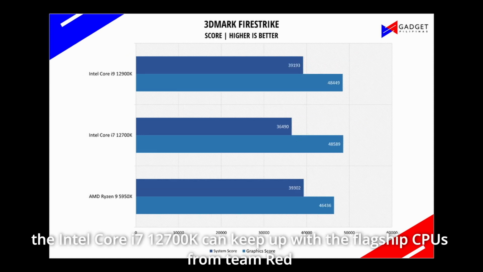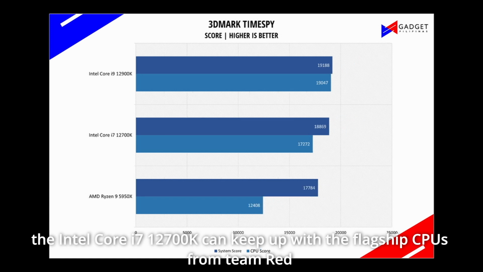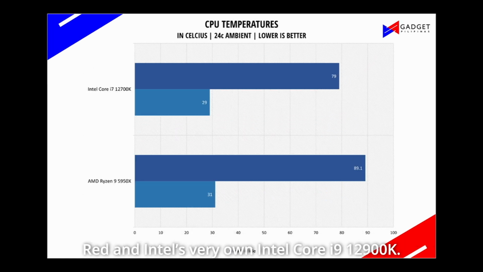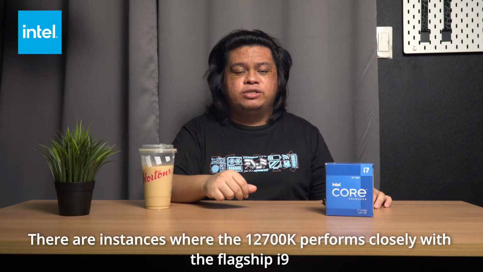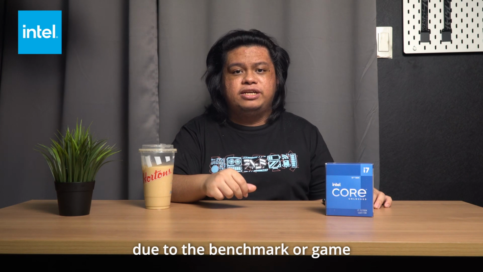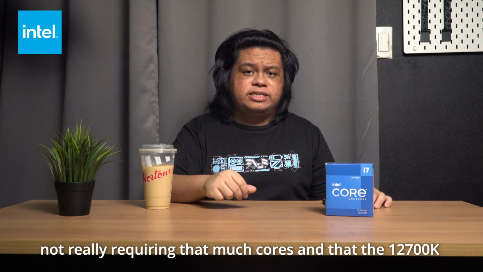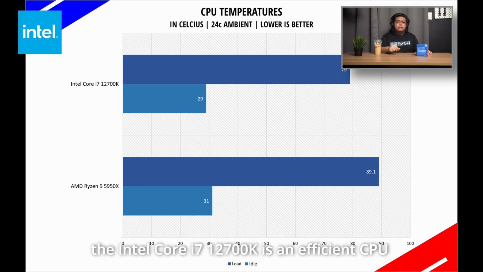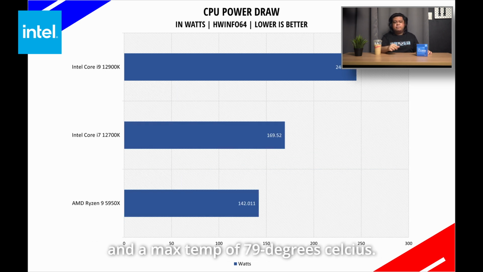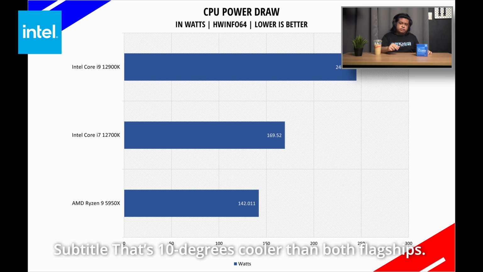As you can see, the Intel Core i7-12700K can keep up with the flagship CPUs from Team Red and Intel's very own Core i9-12900K. There are instances where the 12700K performs closely with the flagship i9 due to the benchmark or game not really requiring that many cores, and the 12700K has much more cooling headroom as it has fewer cores. Going into our temps and power draw, the Intel Core i7-12700K is an efficient CPU with only a max power draw of 170 watts recorded in our testing and a max temp of 79 degrees Celsius. That's 10 degrees cooler than both flagship processors.